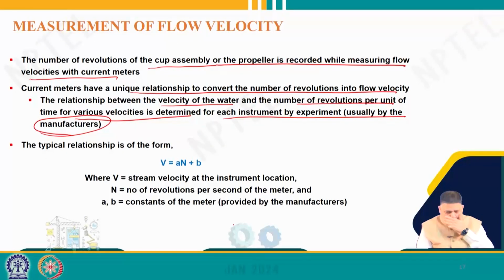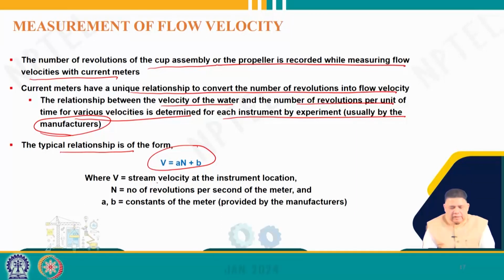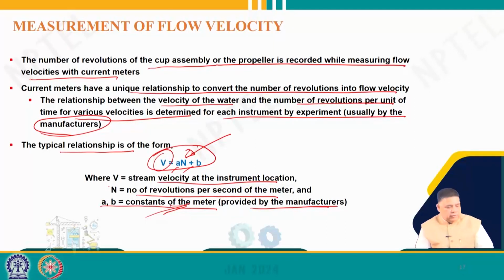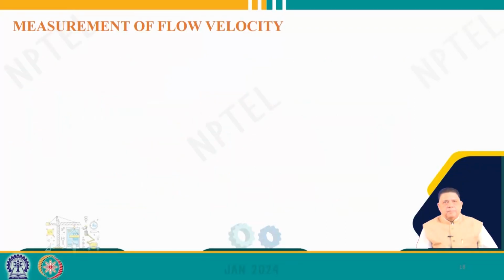So, typically when we buy a current meter, it comes with a relationship of this form: V = A n + B, where V is the stream velocity at the instrument location, N is the number of revolutions per second of the meter, and A and B are constants of the meter provided by the manufacturer. That simply means when we immerse this current meter into a stream, this is the N we measure, and A and B are the constants provided by the manufacturer. So, we can simply convert the number of revolutions into the velocity in which we are interested.